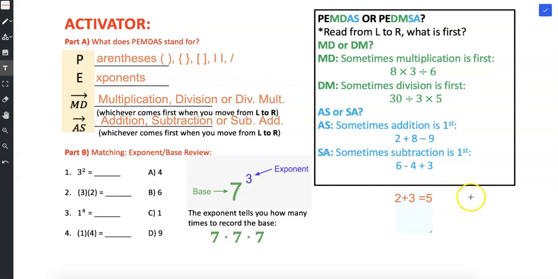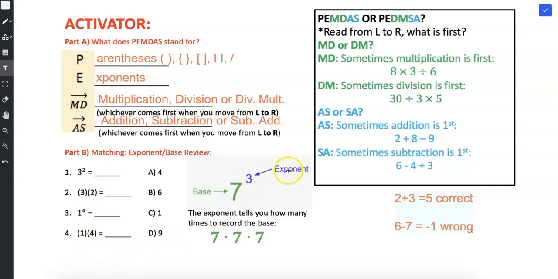If I do it improperly, let's say that I would add first, I would get 4 plus 3 to be 7, and then I would subtract, and this would be the wrong answer. So you actually do get different answers. So it's important that you follow PEMDAS, level 1, level 2, level 3, level 4. So now let's look at this matching section.